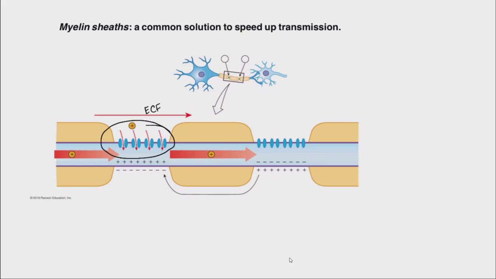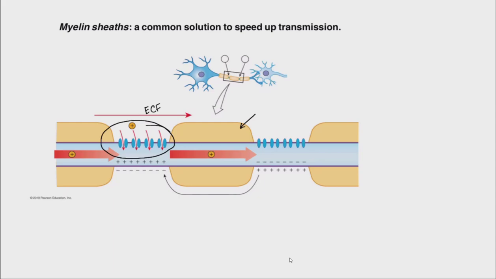So the nodes of Ranvier are really the only places where any sort of ion movement occurs, and therefore they are also the only places where action potentials happen. Remember that this myelin sheath here, this myelin, is all lipids. And so ions do not like lipids and don't want to have anything to do with them.